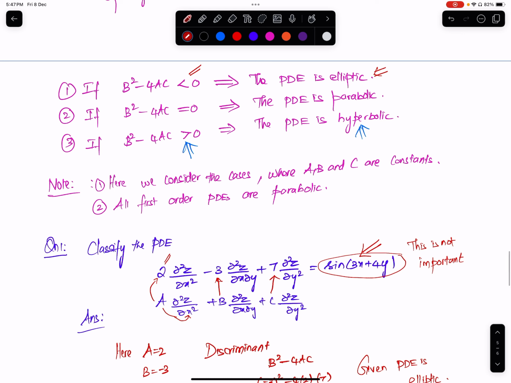So see here, if it is 0, then it is called parabolic.